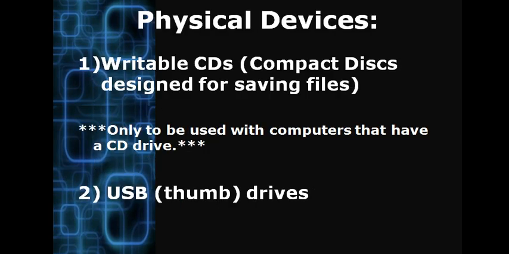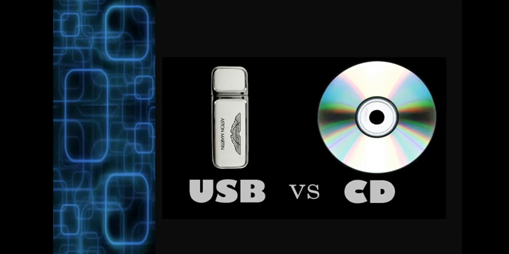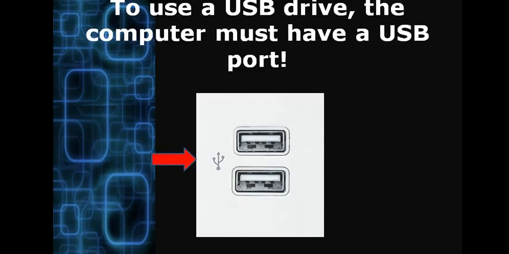So you have some options for physical memory devices. You have writable CDs and USB drives, also sometimes known as thumb drives. So on your left is the USB, and on the right is a CD. And for a CD, you definitely want to make sure you have a CD drive in the computer. And to use a USB drive, the computer must have a USB port.